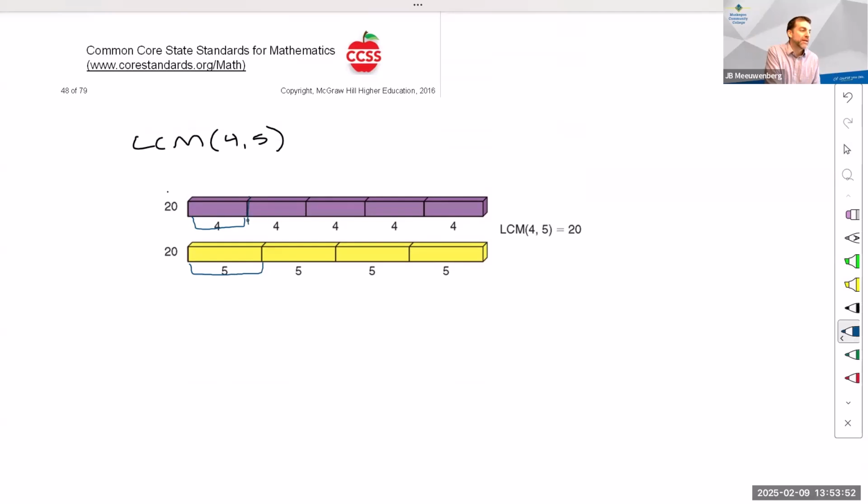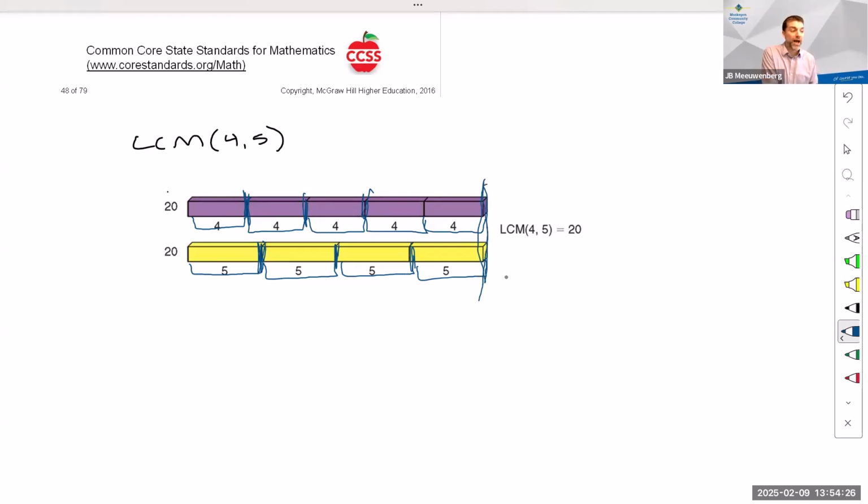But what we notice is that they don't line up here. They don't measure the same distance. So we just keep lining them up one after the other. Here's another 4, and here's another 5. And again, they don't line up. So we put another 4 and another 5. They still don't line up. So we put another 4, and another 5, and one more 4, and what do we notice? Now those rods are the exact same distance.